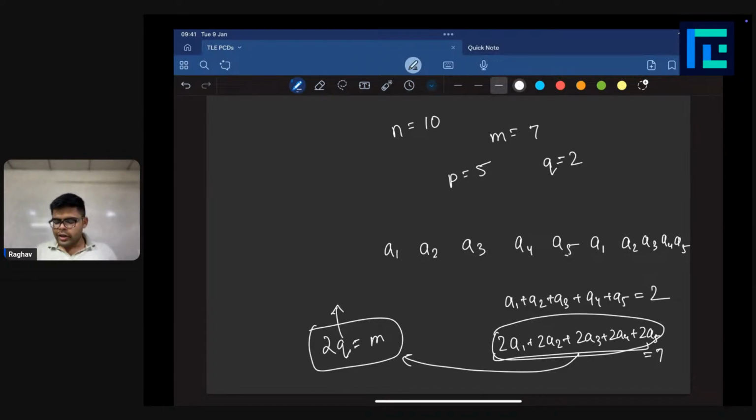If this equation is already true, then your answer would be yes. You will be able to form some array. Otherwise, you can never form an array. Like in this case, whatever values you decide for this subarray of size 5, the sum of all of these elements must be equal to 2, and the sum of these elements must also be equal to 2.